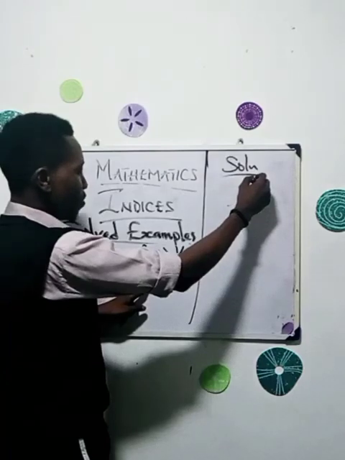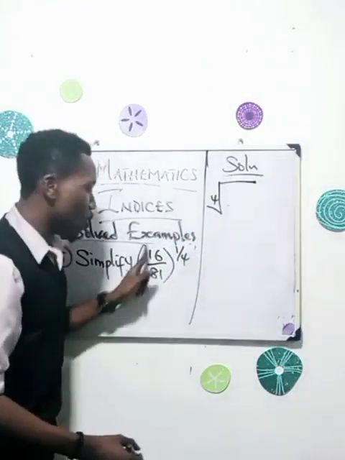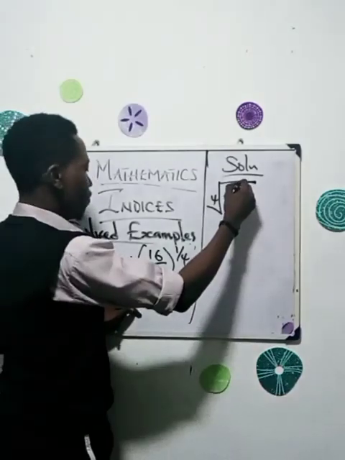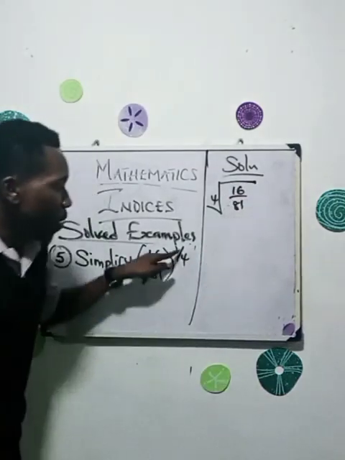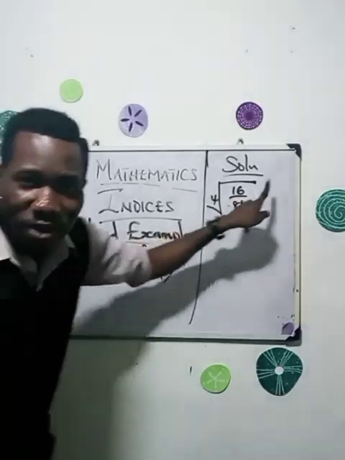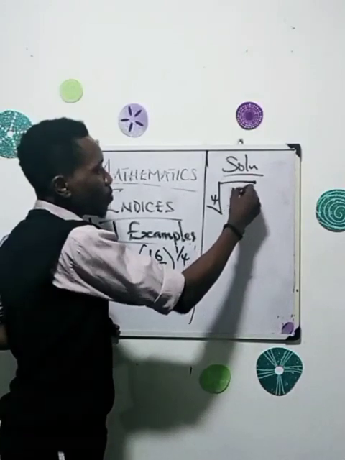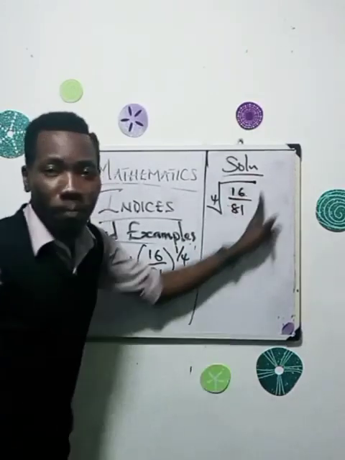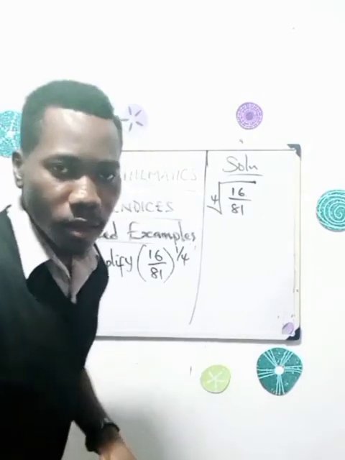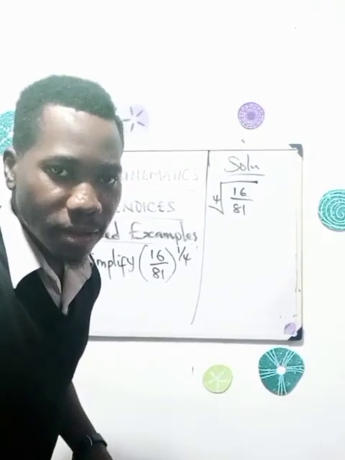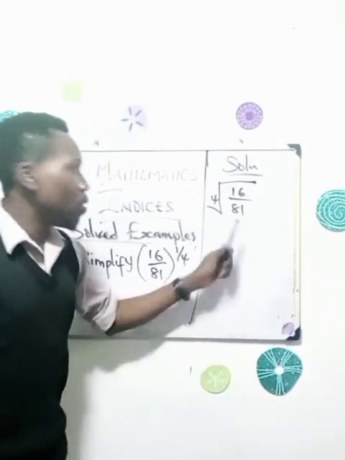So what will you have? You're going to have the fourth root of what you have, which is 16 over 81, raised to the power of 1. I don't need to put anything raised to the power of 1. Anything raised to the power of 1 will give us that same thing. So now, what's the next thing?